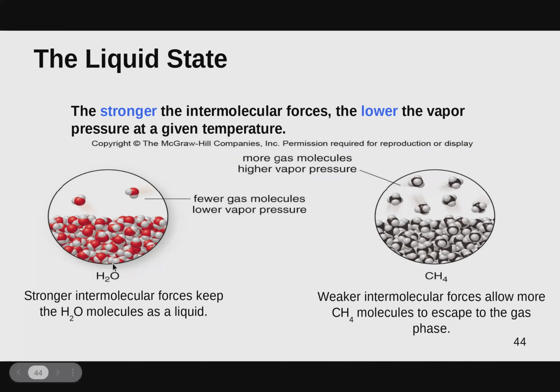Why? Because remember, vapor pressure describes the pressure at which the gas molecules going between gas and liquid are at an equilibrium, right? They're equal. They're swapping back and forth at equal amounts. Thus, water, which has high intermolecular forces, has very few gas molecules, thus a lower vapor pressure. Conversely, our friend methane, very, very low intermolecular forces, has many more gas molecules and a high vapor pressure.